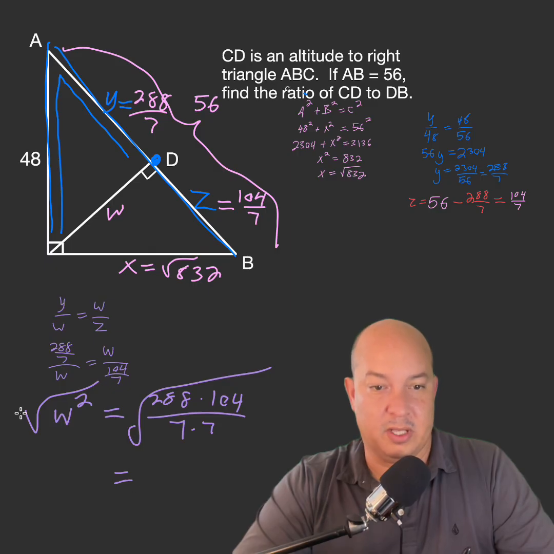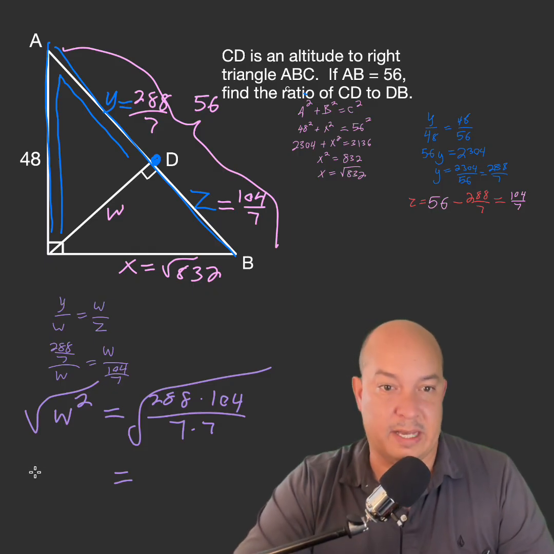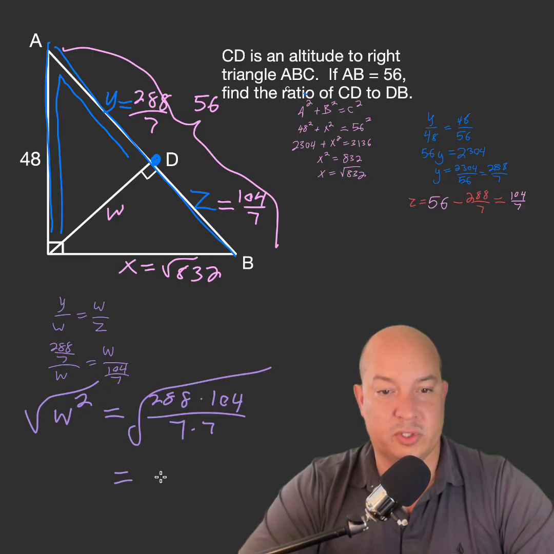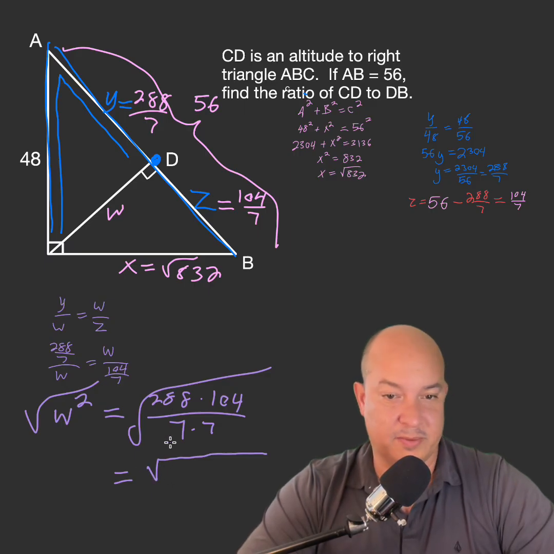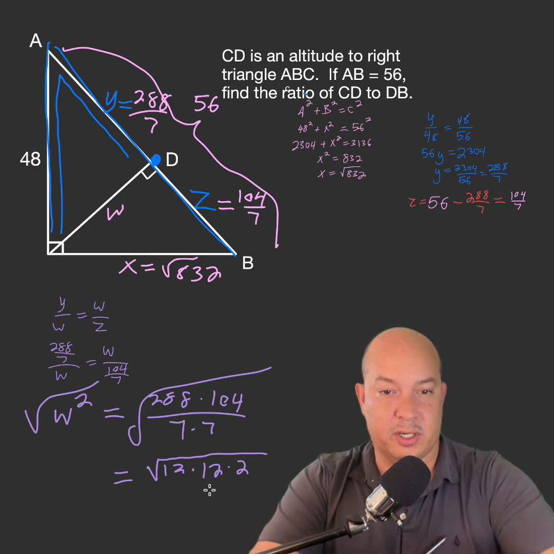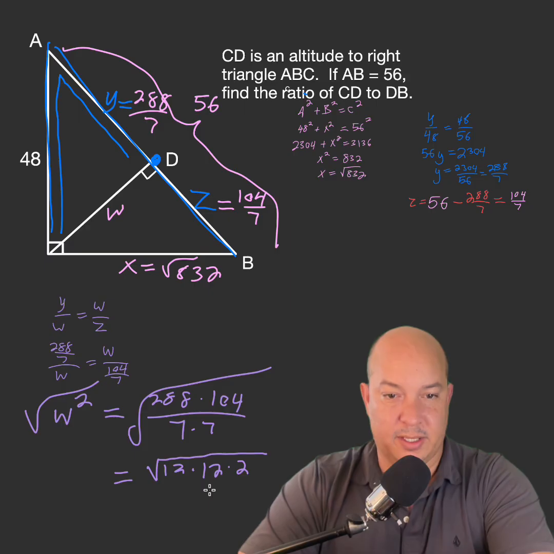So for instance, if you take the square root of something, what you're asking is what number multiplied twice gives me that number. For instance, square root of 25 is 5 because 5 times 5 equals 25. So we're dealing with the square root of 288. So 288 is 144 times 2. 144 is 12 times 12. So 288 is 12 times 12 times 2. That's the 288 right there. 104, well, that's 52 times 2. And let's take that even further.